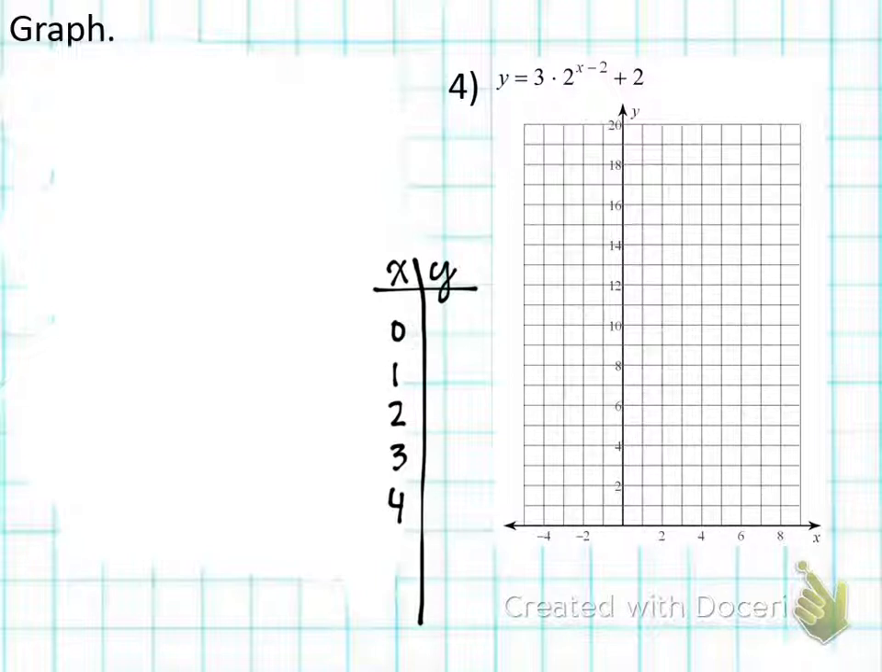Because I know if I put 2 in here, 2 minus 2 is 0, right? 2 to the 0 power is 1. 1 times 3 is 3. 3 plus 2 is 5, right? That was easy, right? Let's pick 1. 1 minus 2 is negative 1. 2 to the negative 1 is 1 half. 1 half times 3 is 3 halves. Right? 3 halves is like 1 and a half. 1 and a half plus 2 is 3 and a half.